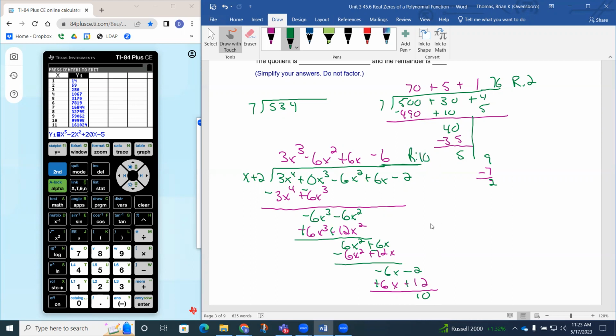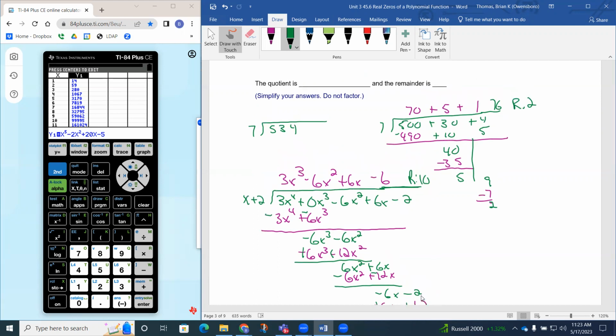There's no more that we can do because that's now too small, because what times x gives me 10 is not going to be possible since this degree is too small. So you can't go below that because of the degrees. So the quotient is going to be 3x cubed minus 6x squared plus 6x minus 6, and the remainder will be the 10. Notice how x plus 2 is not a factor of the function 3x to the 4th minus 6x squared plus 6x minus 2. So that's how we carry out long division.